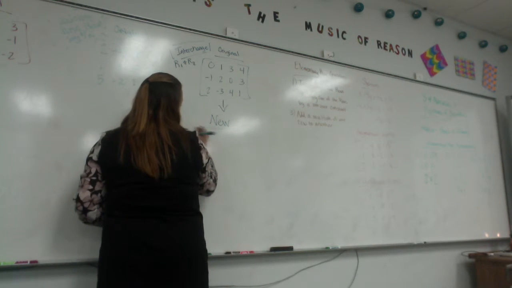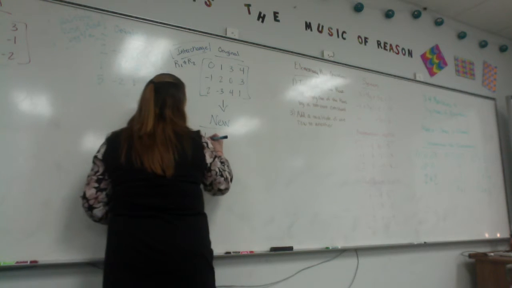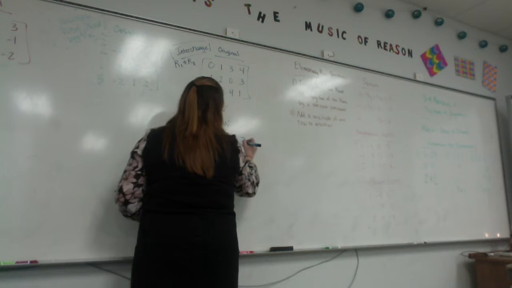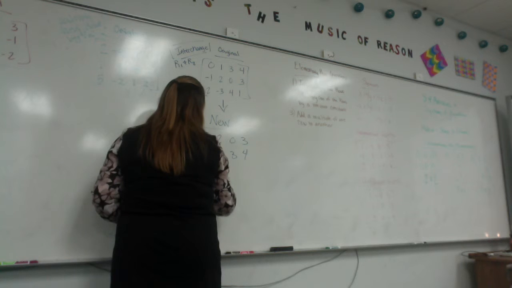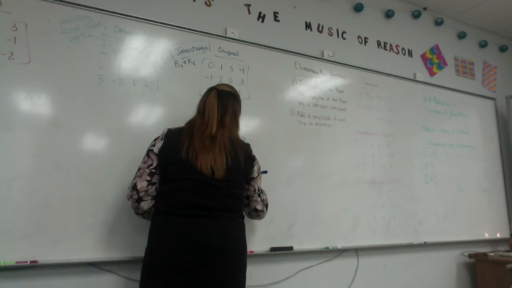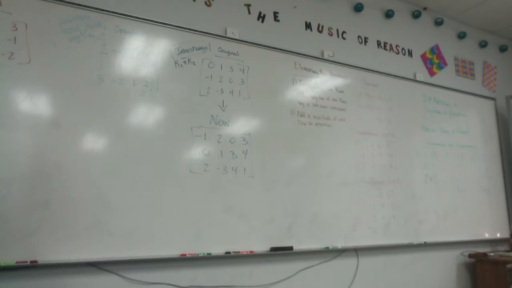The first row would be negative 1, 2, 0, 3. And the second row? 0, 1, 3, 4. And then the third row: 2, negative 3, 4, 1. So if I'm simply interchanging rows 1 and 2, that's what my new matrix looks like.